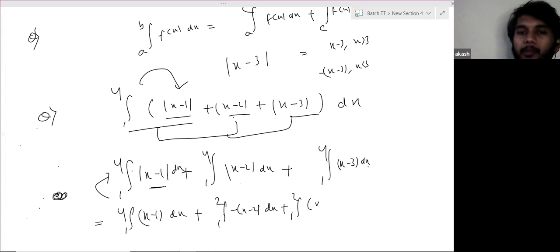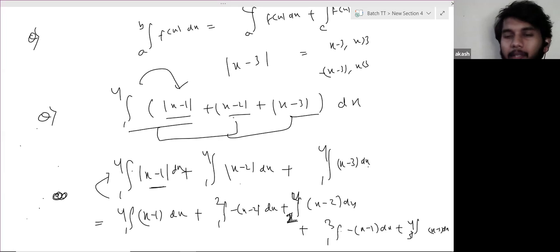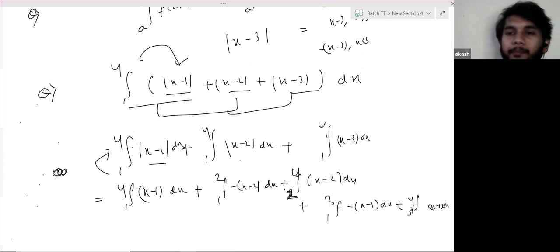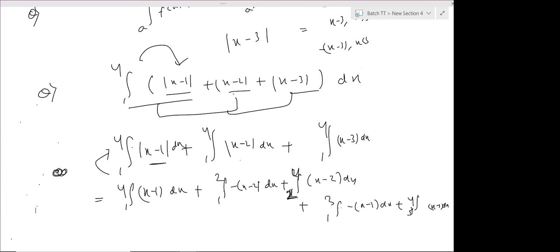plus 1 to 2 positive plus this will break at 3 negative plus 3 to 4. I wrote it wrong. 2 to 4, 3 to 4 x minus 3. Solve this integration, you'll get the final answer, right? This integration is very simple. Yes or no, everyone? Okay. Next question.